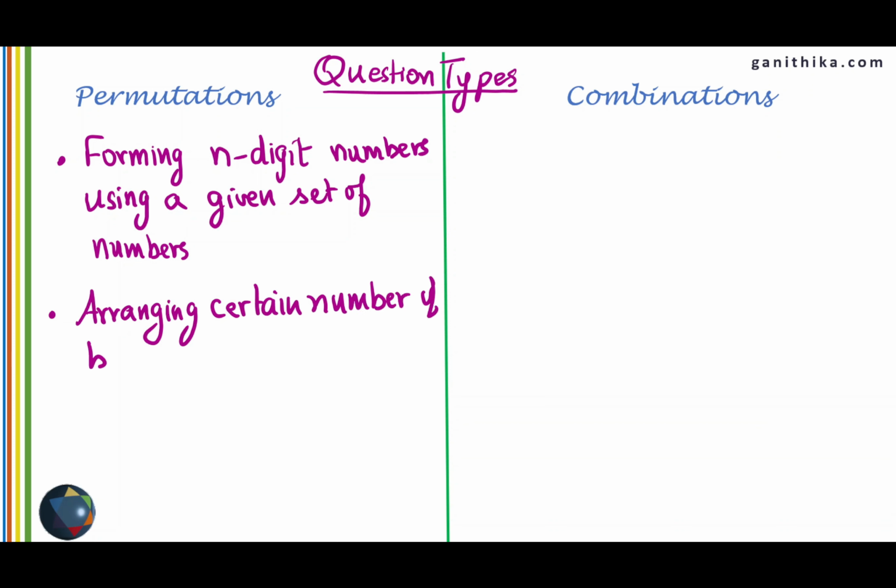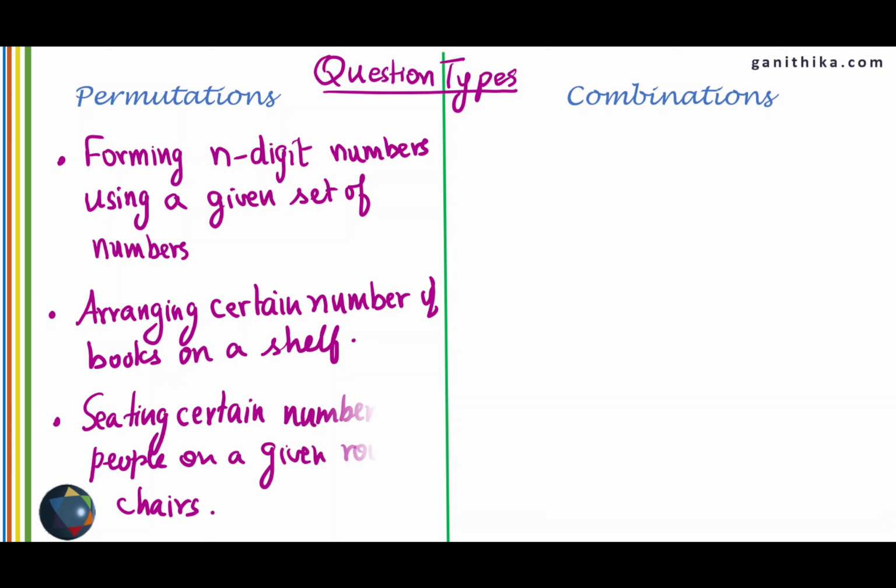Next is arranging a certain number of books on a shelf. Say for example, you have 3 mathematics books and 5 science books and 6 English books. In how many ways can you arrange them on a shelf? This is a type of question for permutation. Seating a certain number of people on a given row of chairs is the same thing as arranging books on the shelf. So you need to arrange a certain number of people in the certain number of chairs. So this comes under permutation.